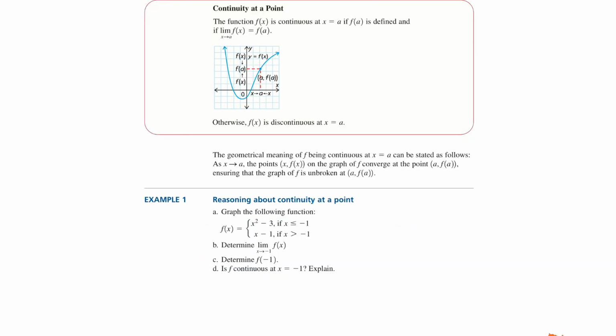Let's define the continuity at a point. The function f of x is continuous at x equals a if f of a is defined and the limit of f of x as x approaches a exists and is equal to f of a. If the limit of f of x as x approaches a does not exist, or f of a does not exist, or if they are not the same, then we say the function is discontinuous at x equals a.